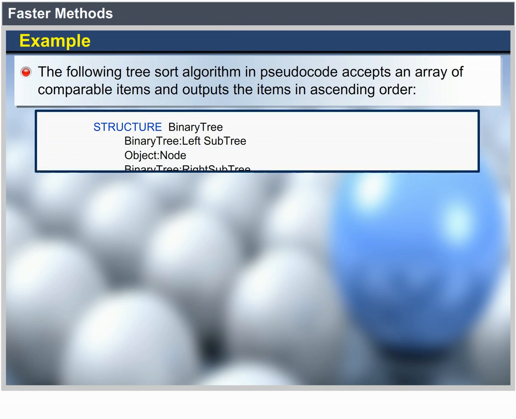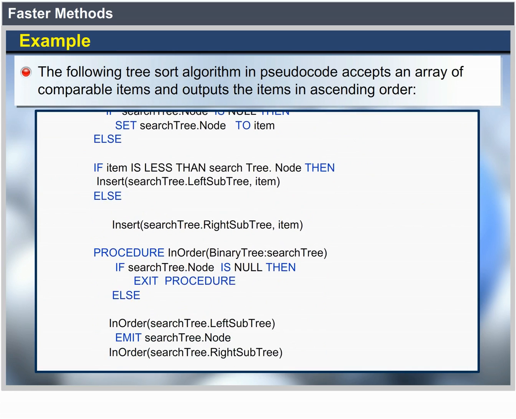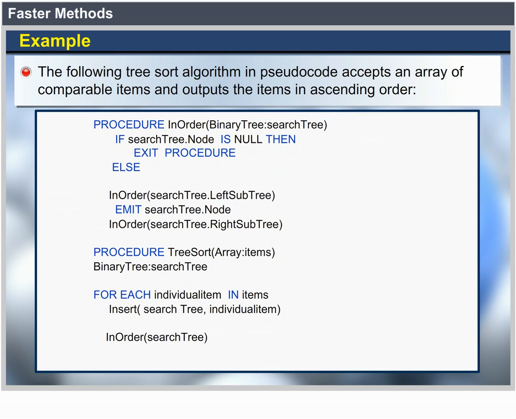Example: the following tree sort algorithm in pseudocode accepts an array of comparable items and outputs the items in ascending order.